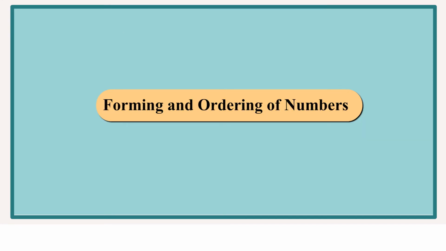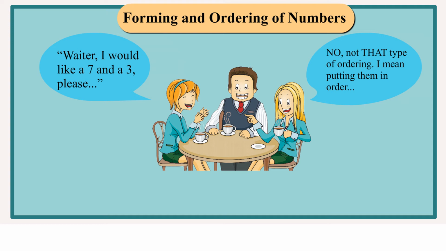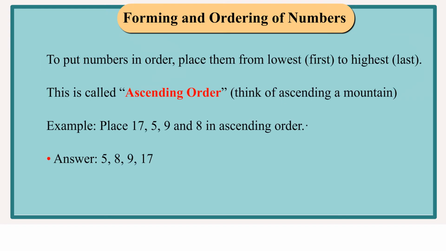Forming and ordering of numbers. Waiter, I would like a 7 and a 3, please. No, not that type of ordering. I mean putting them in order. To put numbers in order, place them from lowest, first, to highest, last. This is called ascending order. Think of ascending a mountain.